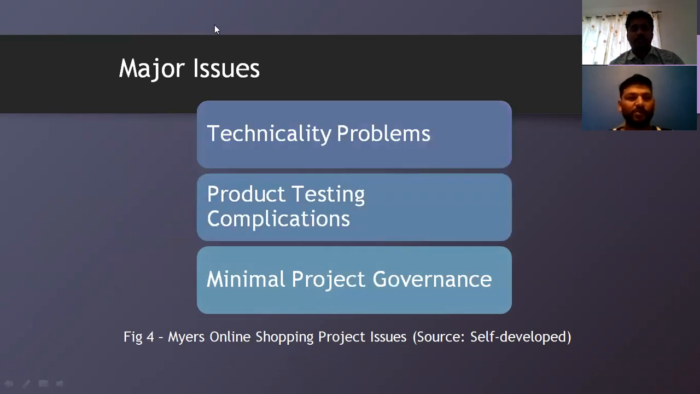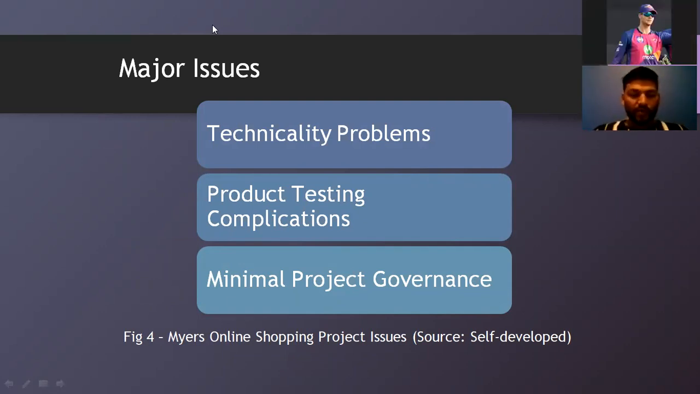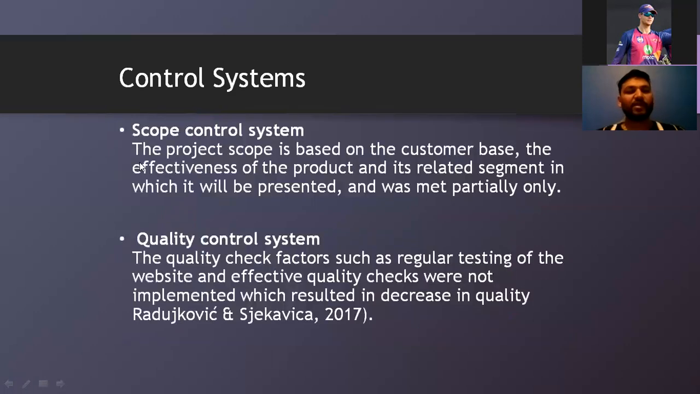Hi everyone, I'm going to explain the major issues. The major issue was no regular update. The analysis of the case study revealed that there was no effective communication between the project team of IBM and Myer regarding project updates. There was also no training of the project resources, ineffective risk management, technical problems, and product testing and communication problems.